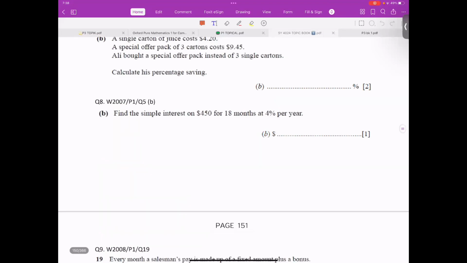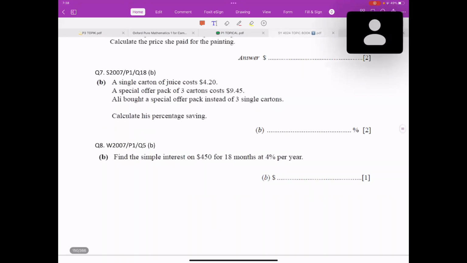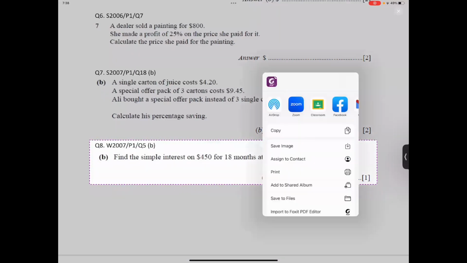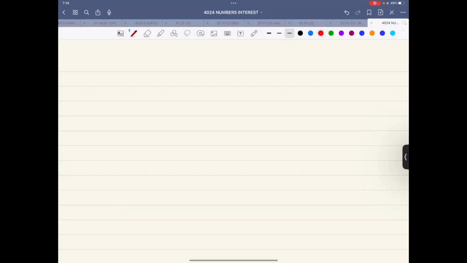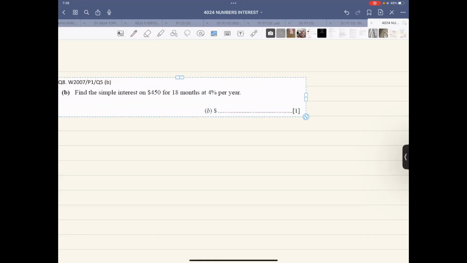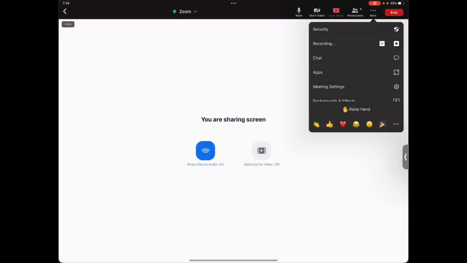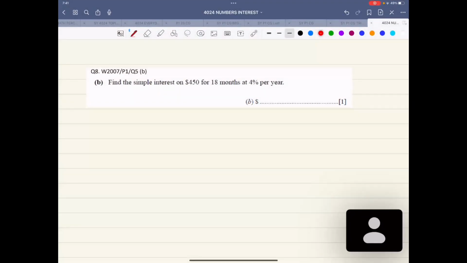This is another question, just one more question over here. Another simple question, which let me copy it for you, and you can try this out. Just grab your calculator. Actually, it's a paper one question, so no need of using a calculator. Now let's look at the simple question. The question says, find the simple interest on $450 for 18 months at 4% per year.